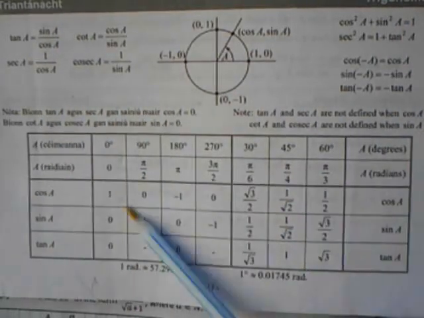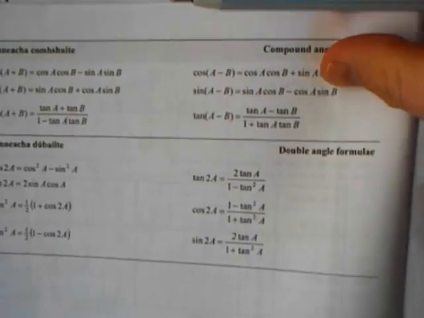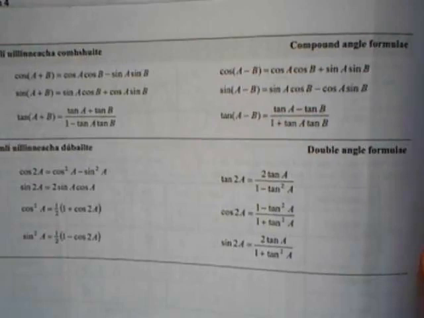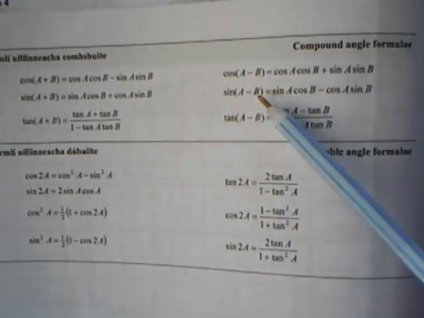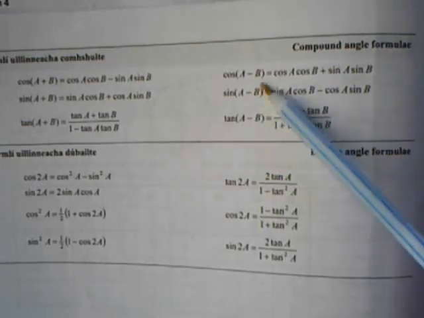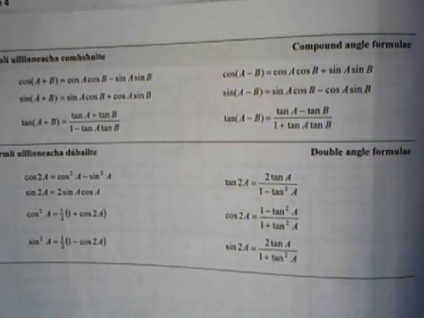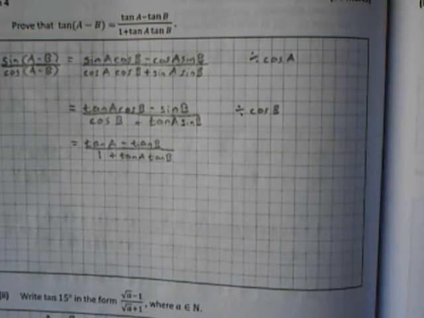You also need these values in the table below, and we're going to need these, the a plus b's and the a minus b's. This we're going to need straight away, the cos and the sine. Okay, so let's start from there then. We're going to prove this.